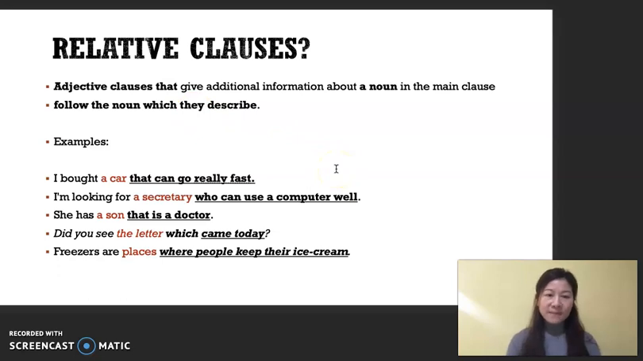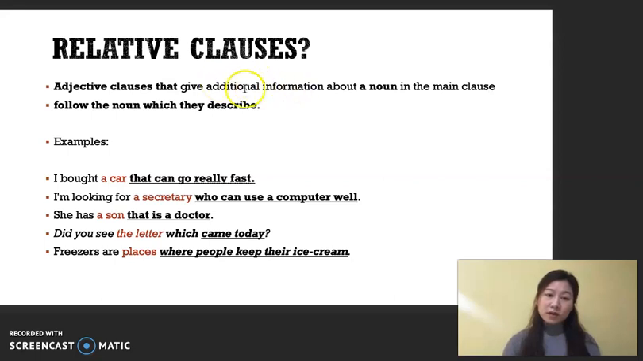First of all, let's look at relative clauses. Now, what are they? Essentially, they're adjective clauses. So if you think of adjectives, what do they do? They describe, they give you more information about a noun. So this clause means a group of words, so it contains a verb.